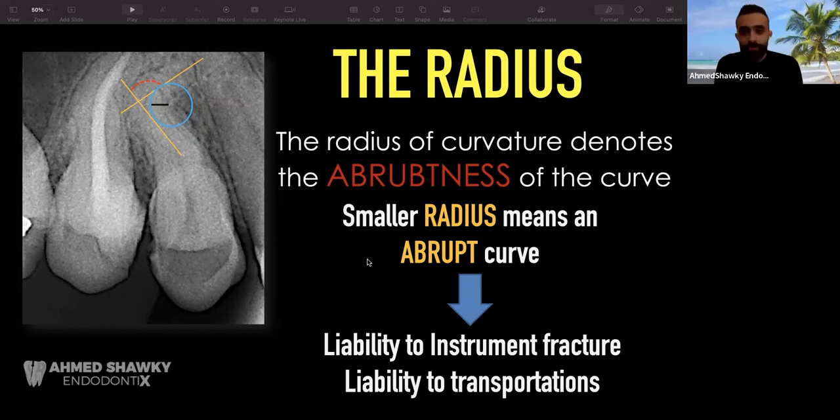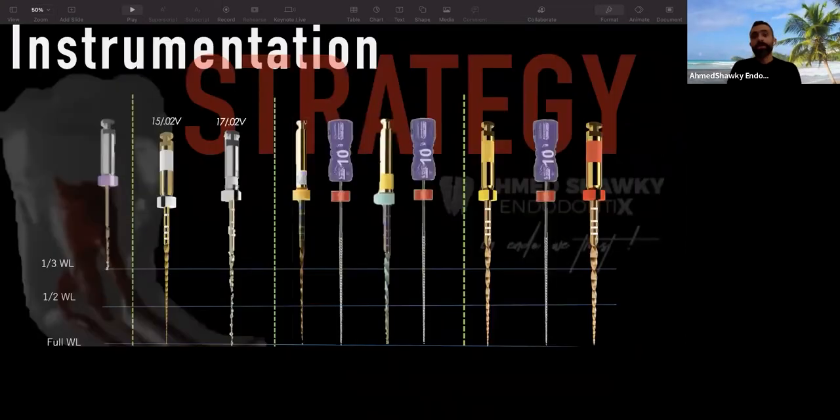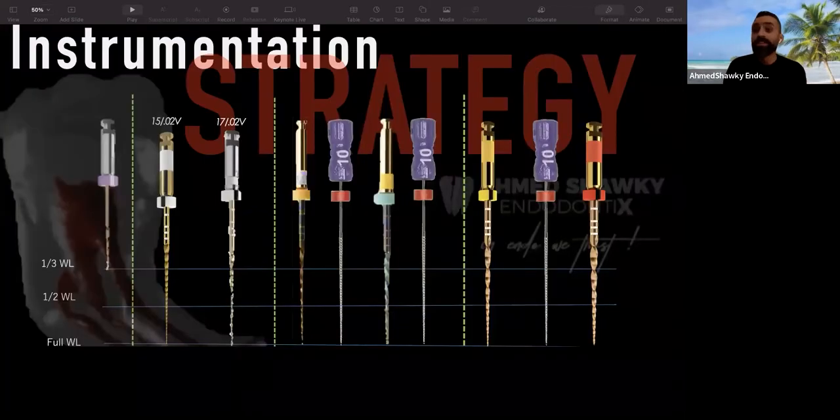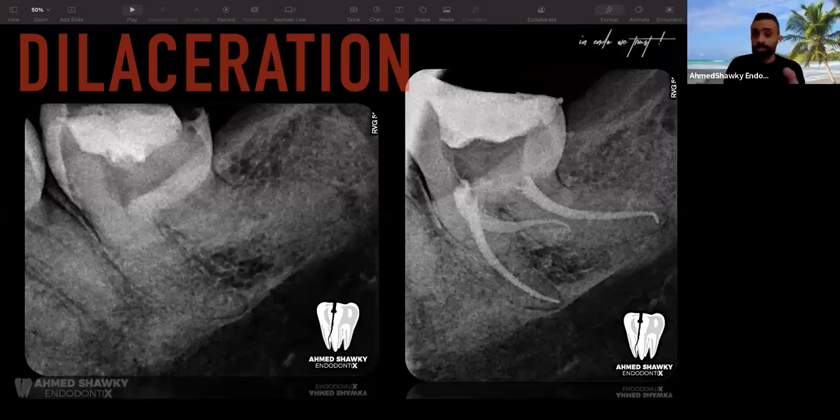topic. When we have an abrupt curve, this is a predisposition to file separation or ledging and transportation or sometimes perforation. So we need to know how to deal with these curves. Don't worry about the combination. We combine a lot of file systems because this case was done 2 or 3 years ago. So I will teach you how to do this to reach this result.